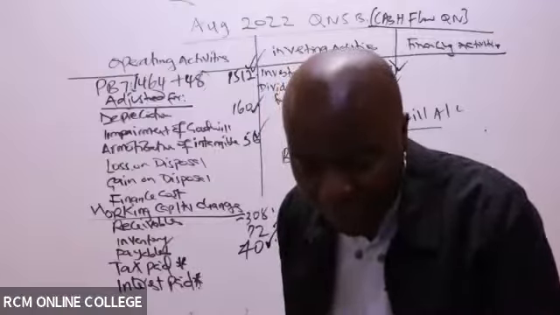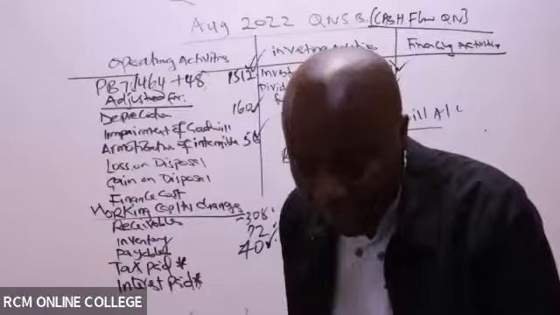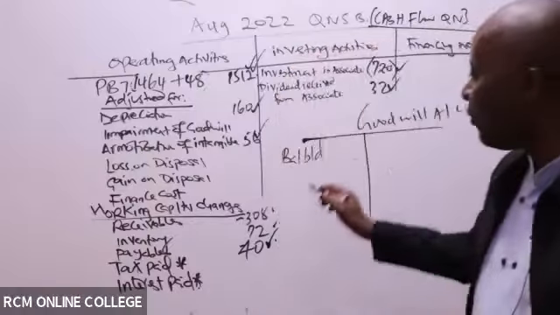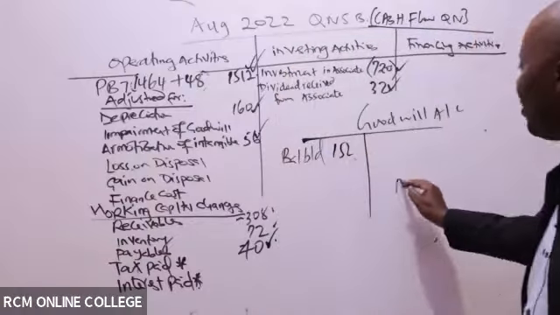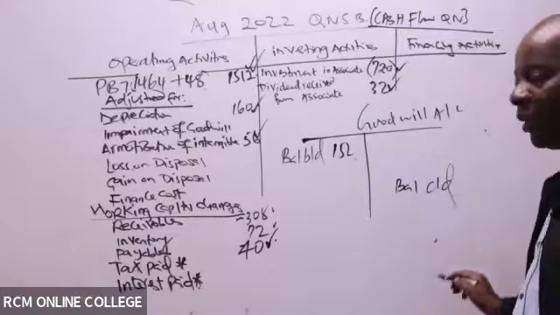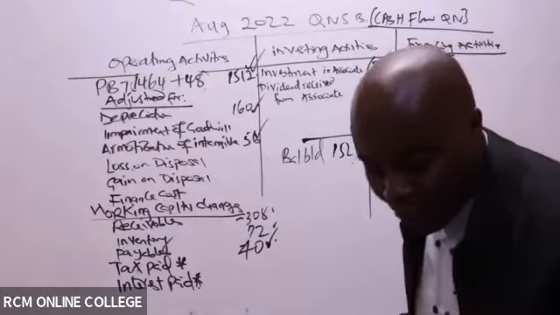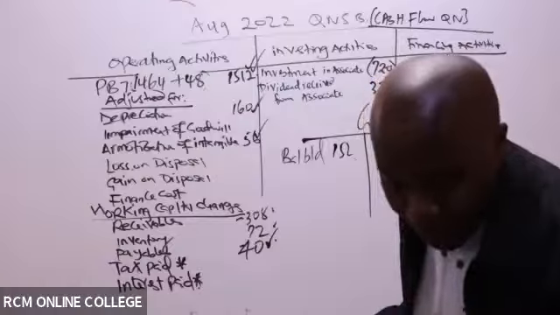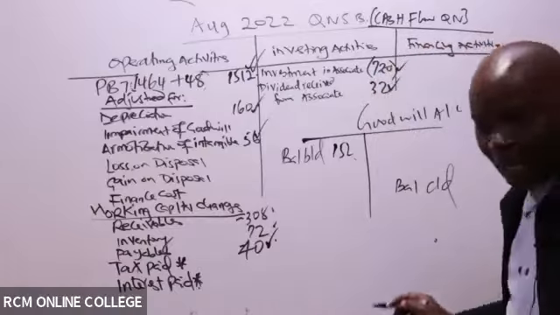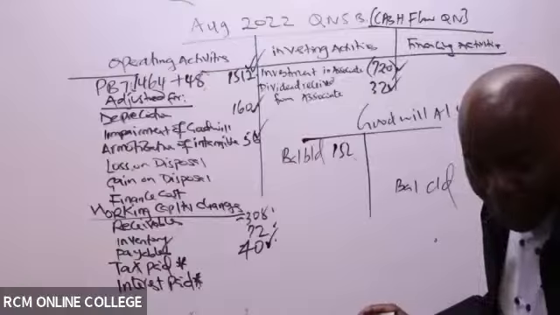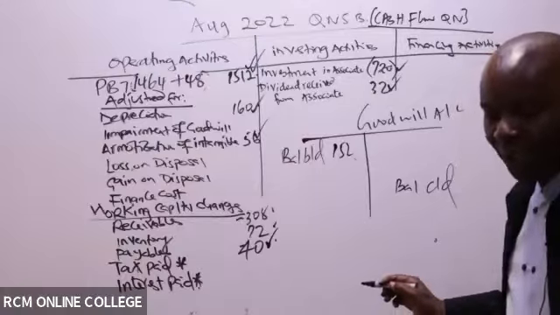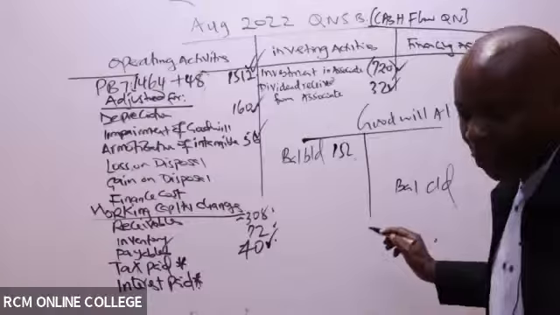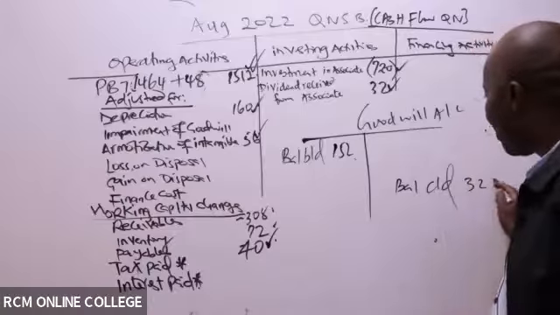For 2021, balance brought down. How much do we have there, ladies and gentlemen? 152, I'm told. How about balance carried down of goodwill for 2022? How much do we have there? Goodwill is 32. 32, you're right. So in this case here, we have 32. Thank you so much.